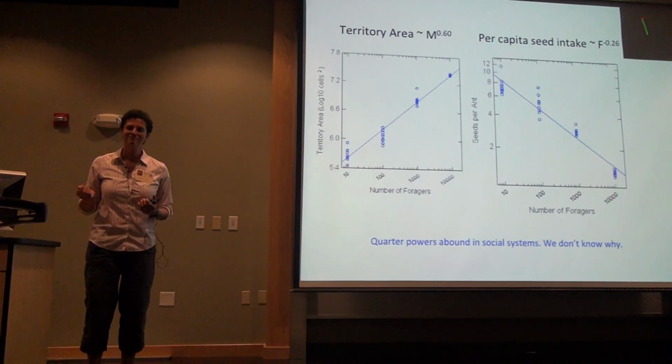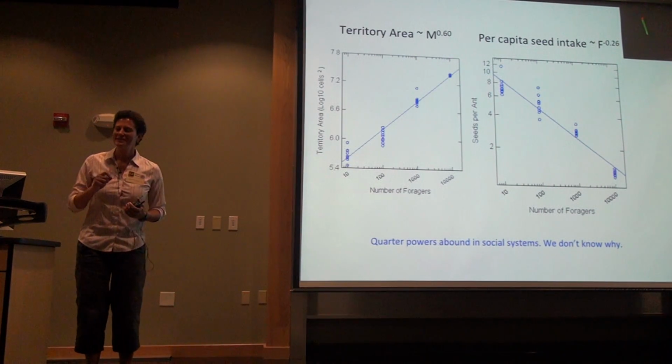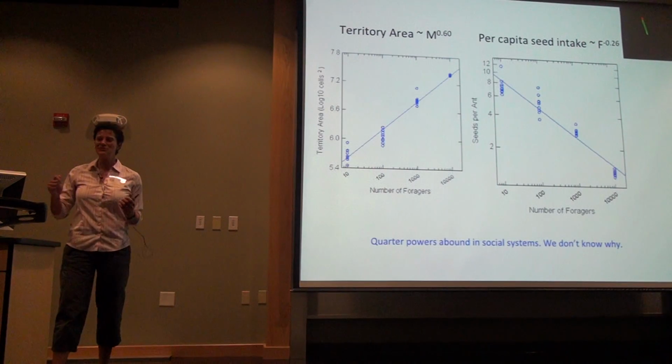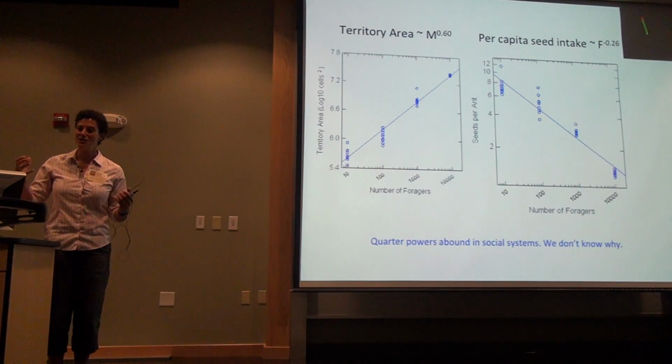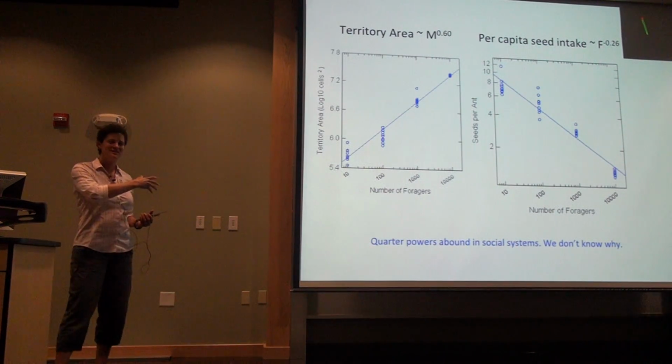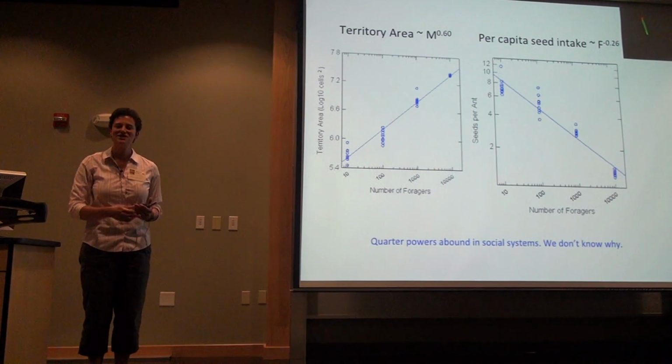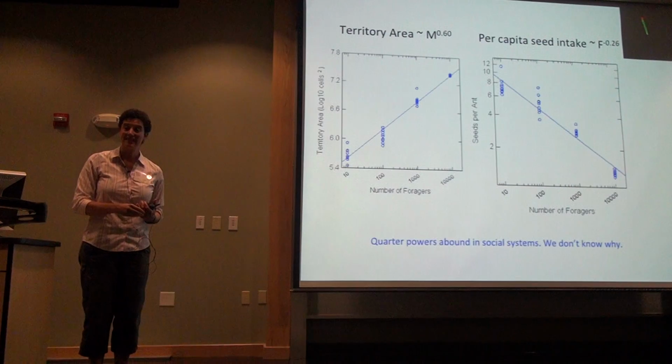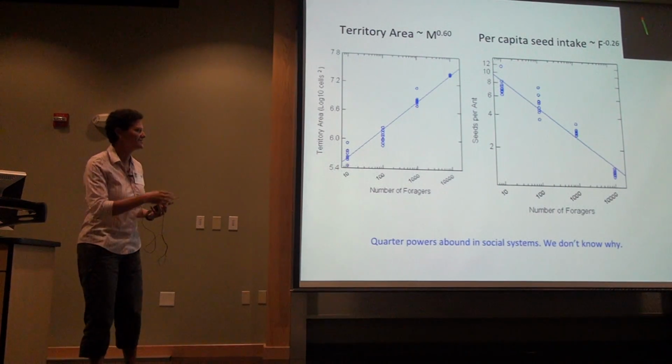The per capita seed intake rate for the ants in this model, ranging from 10 to 10,000 foragers, showed a -1/4 power scaling. This was very exciting, extremely exciting at first, because we didn't have an explanation for the 3/4 power scaling that we saw before. This would potentially provide that explanation. Each ant is collecting seeds more slowly because of colony size.